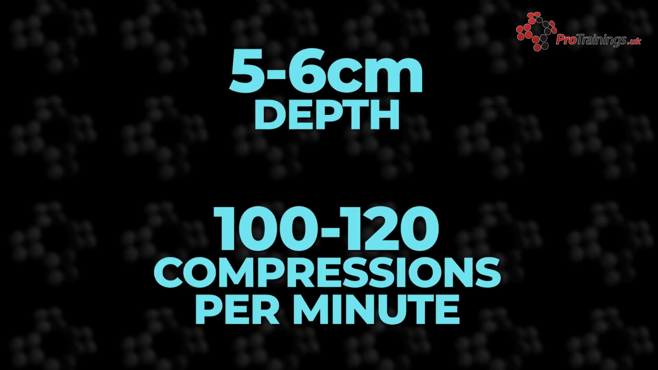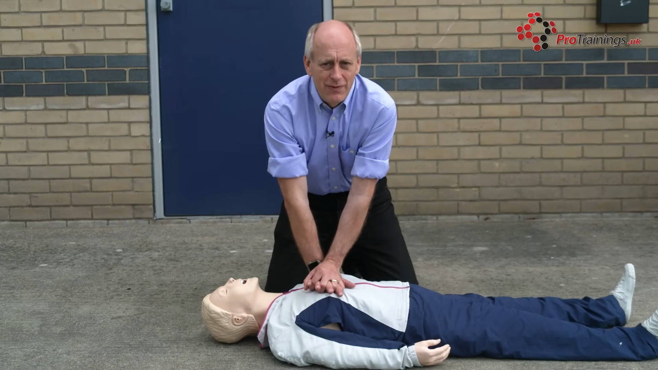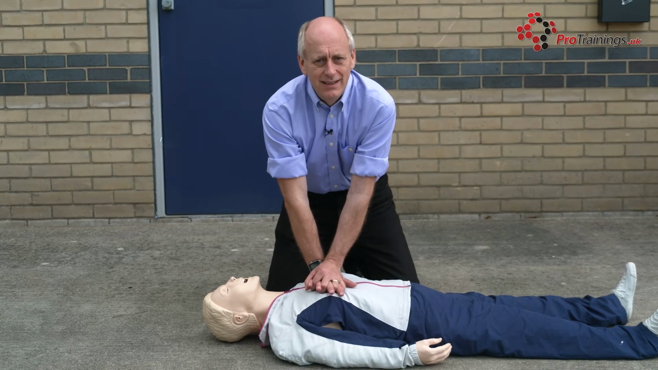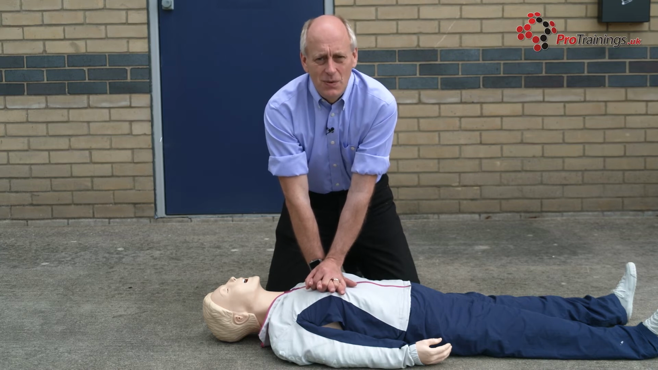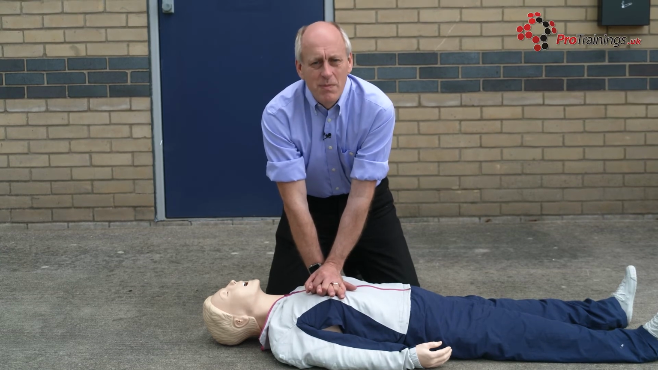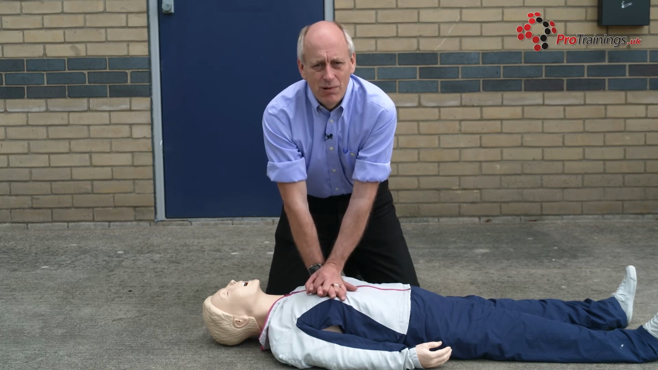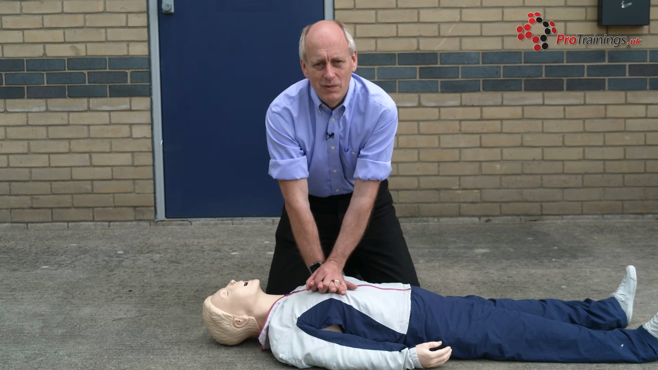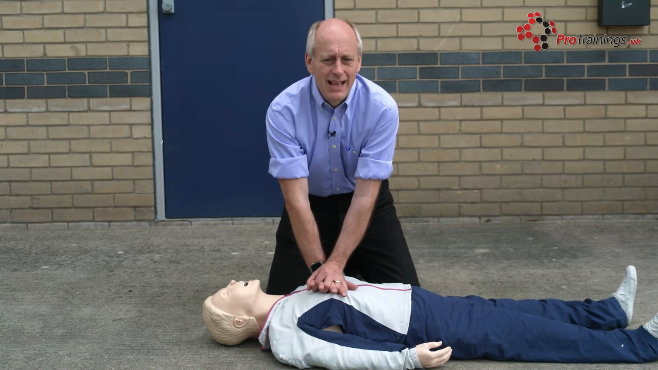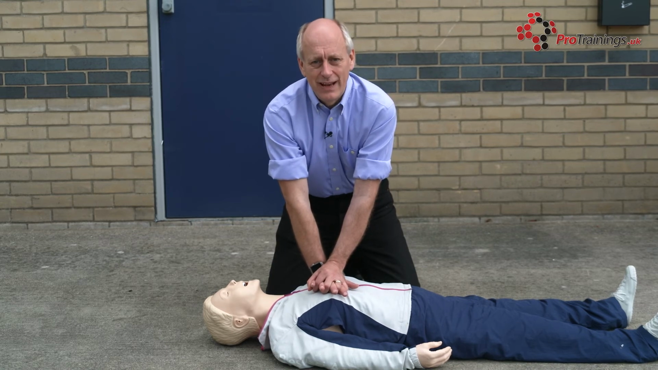We're going to do a depth of 5 to 6 centimeters, and we're going to do that at a rate of between 100 and 120 compressions per minute. That's roughly 2 compressions per second. The other really important thing is that we push down, but we must also fully release. So don't push down and then leave any pressure on. We must make sure that the heart fills back up with blood when we release. If not, this process will be less effective.